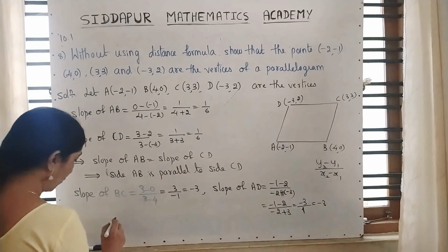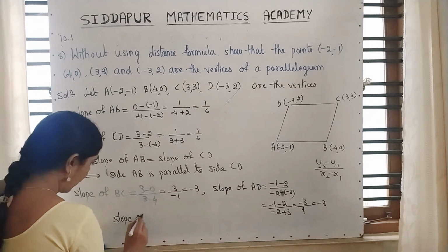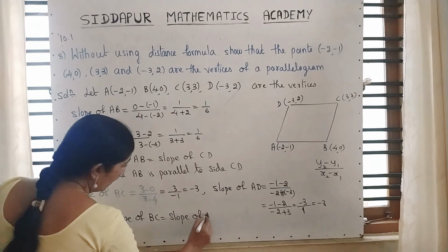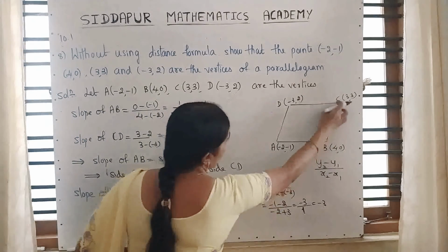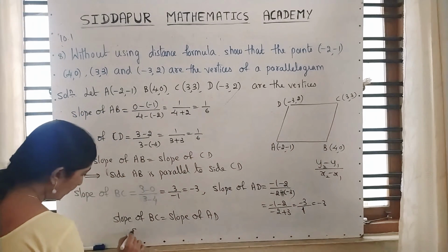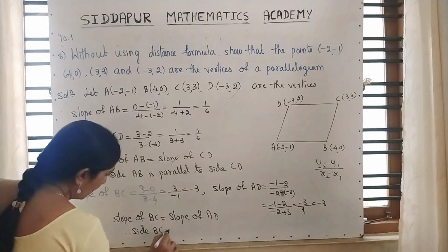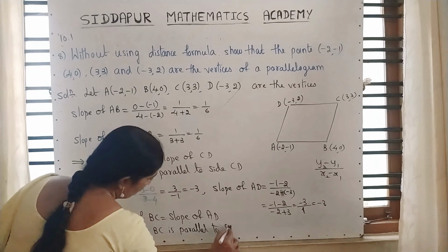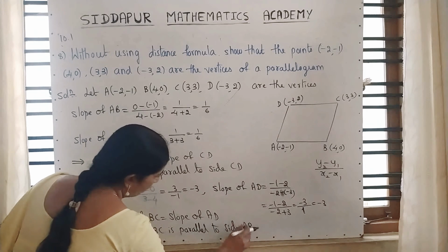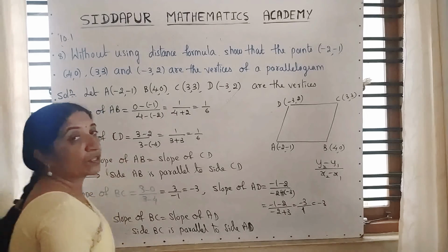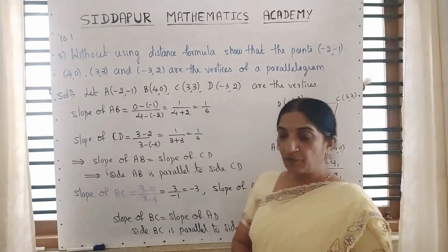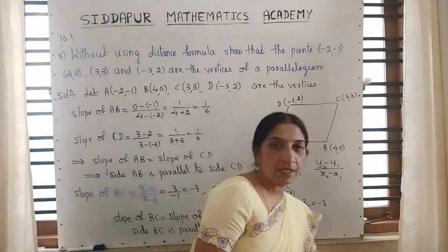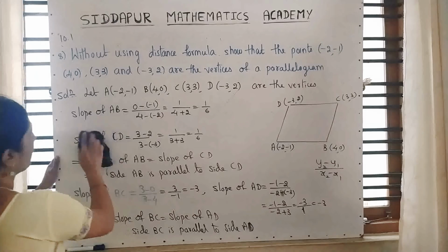Again the slopes are equal. Slope of BC is equal to slope of AD. See, this is BC and this is AD. Therefore, side BC is parallel to side AD. That means what we proved? We proved the opposite sides are parallel. And one more condition, we have to show that the diagonals bisect each other. The meaning is the midpoints of the diagonals are the same.